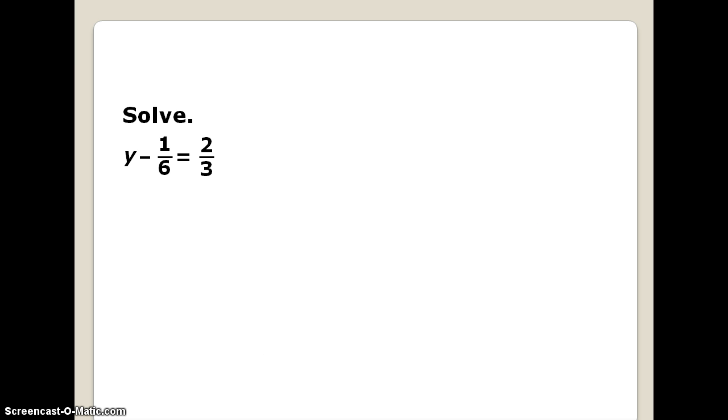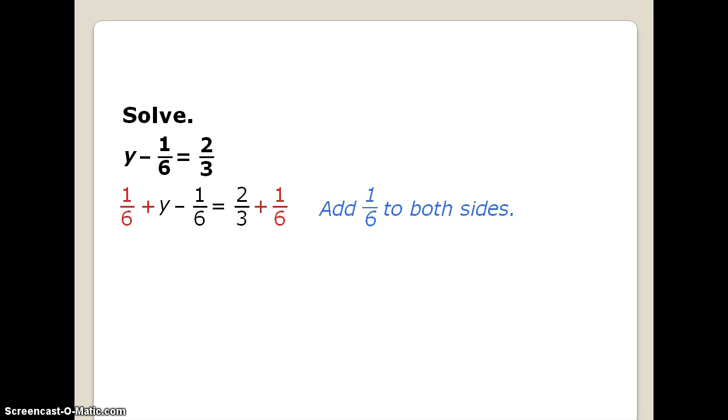Solve again. y minus 1/6 equals 2/3. The variable is y. 1/6 is being subtracted from the variable, so the opposite of that would be to add 1/6 to both sides. Now this is written a little bit differently. I still would like you to write it below. It's just trying to show you that the fractions should line up.